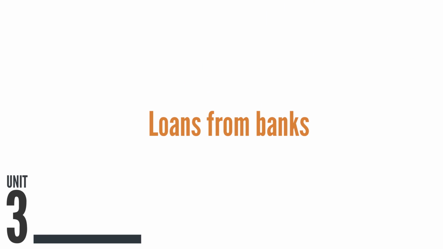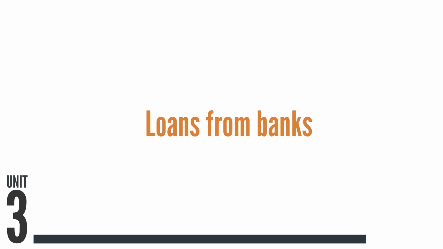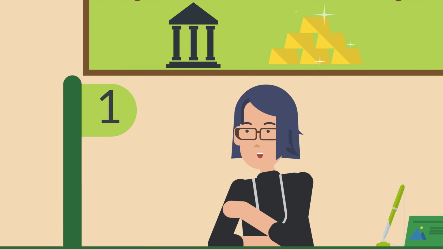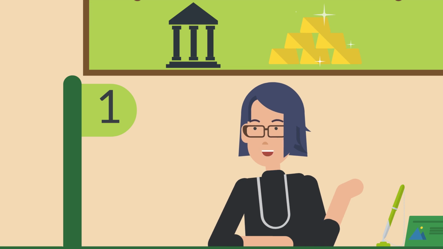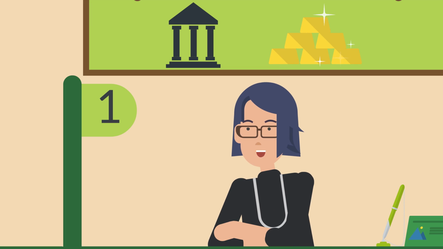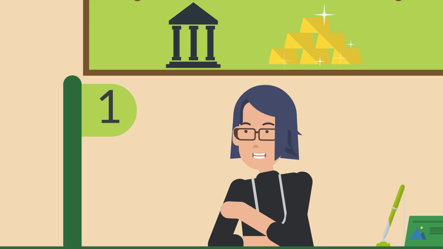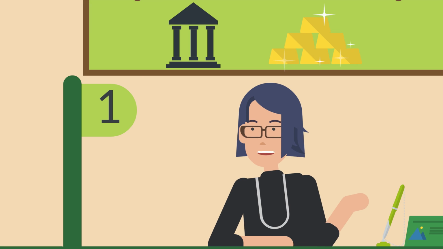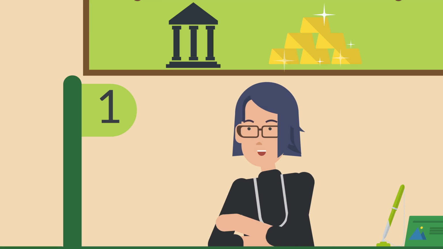Unit 3. Loans from banks. This unit presents typical or the most common condition for a business entity to obtain a loan from a bank. After reading this unit, you will acquire knowledge about the most common condition for obtaining a loan from a bank. Understand the procedure in the context of bank formalities.